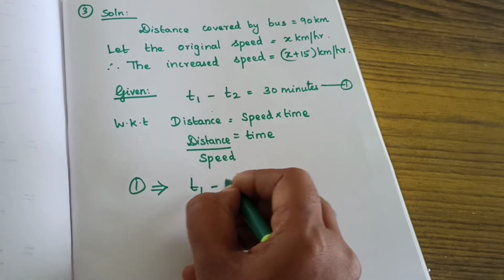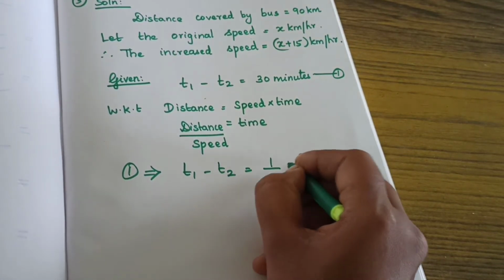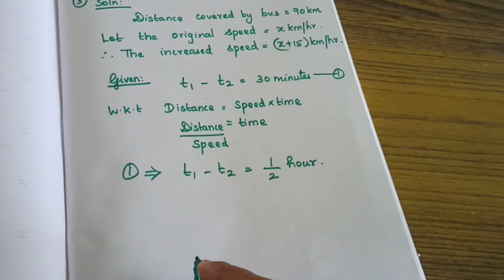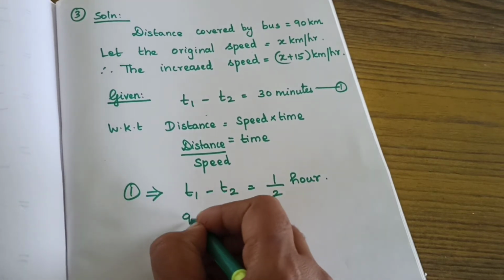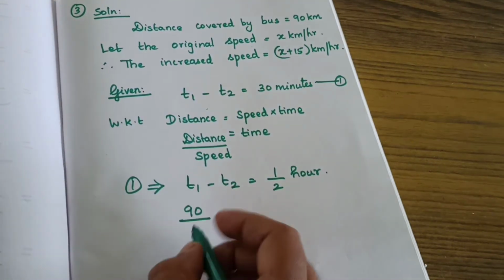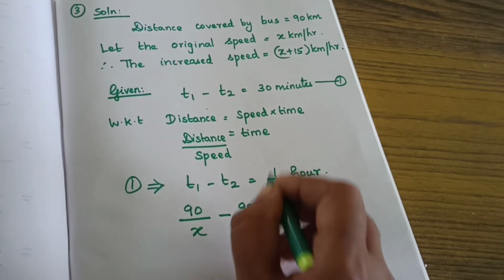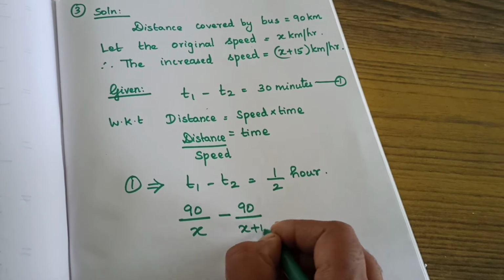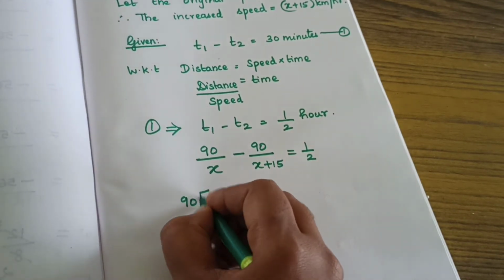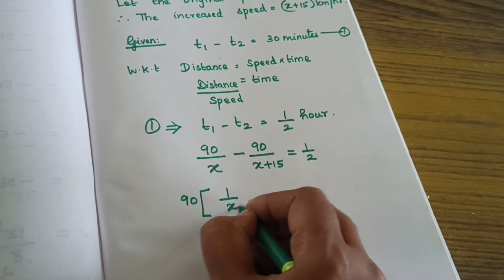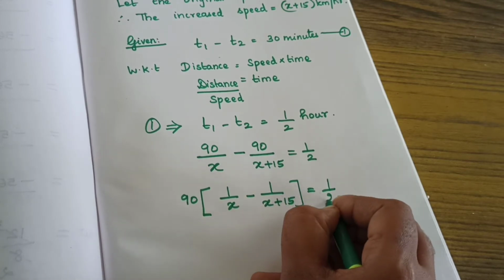T1 minus T2 is equal to 30 minutes. In hours, how can we write? Half an hour. So, time 1 means distance by speed. What is the distance? 90 by speed. Speed means original speed x, minus time 2, which means the same distance by increased speed, so 90 by x plus 15, which is equal to half an hour. Now, take the 90 outside. So, what will we get? 1 by x minus 1 by x plus 15 is equal to 1 by 2.